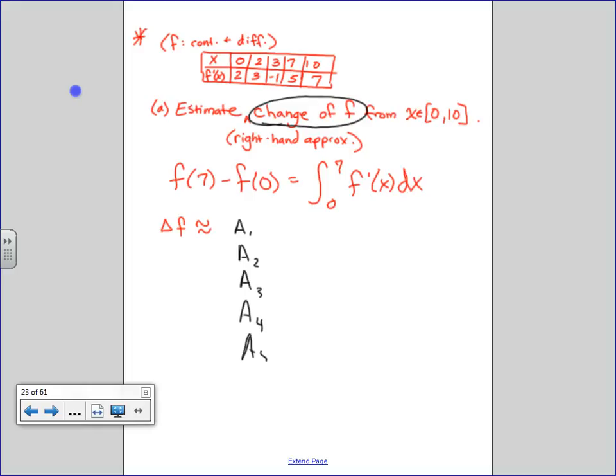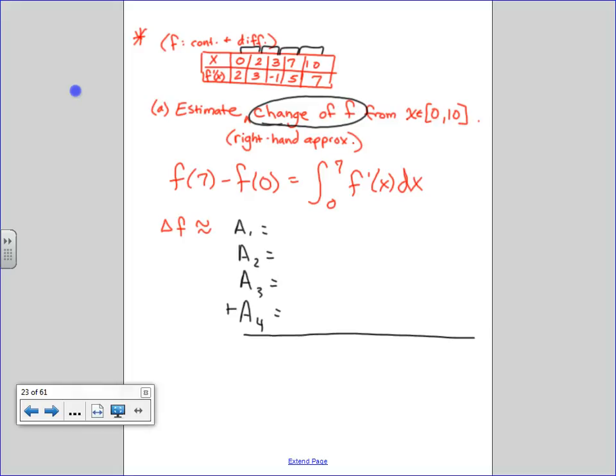Why 5, Ethan? Using the restrictions in the table, I can have a rectangle from this point to this point, this point to this point. That's 2, 3. Uh-oh, I only have 4. Hold on, go again.